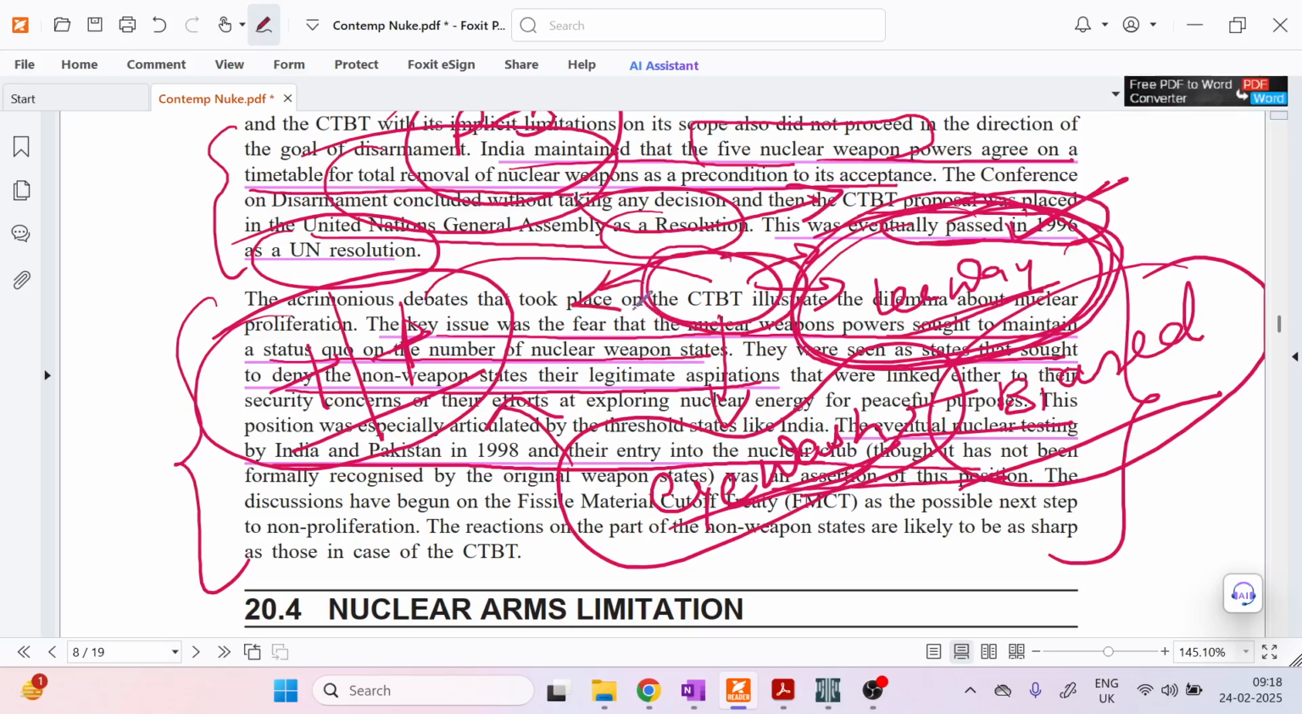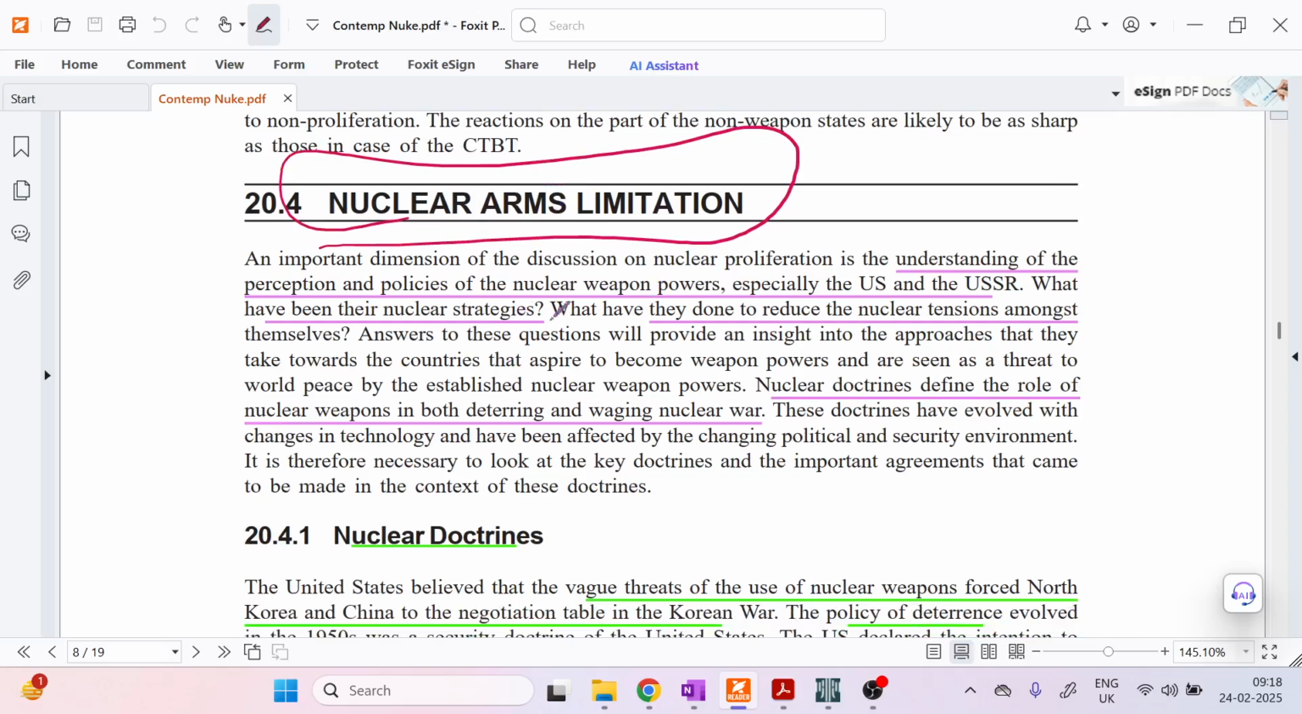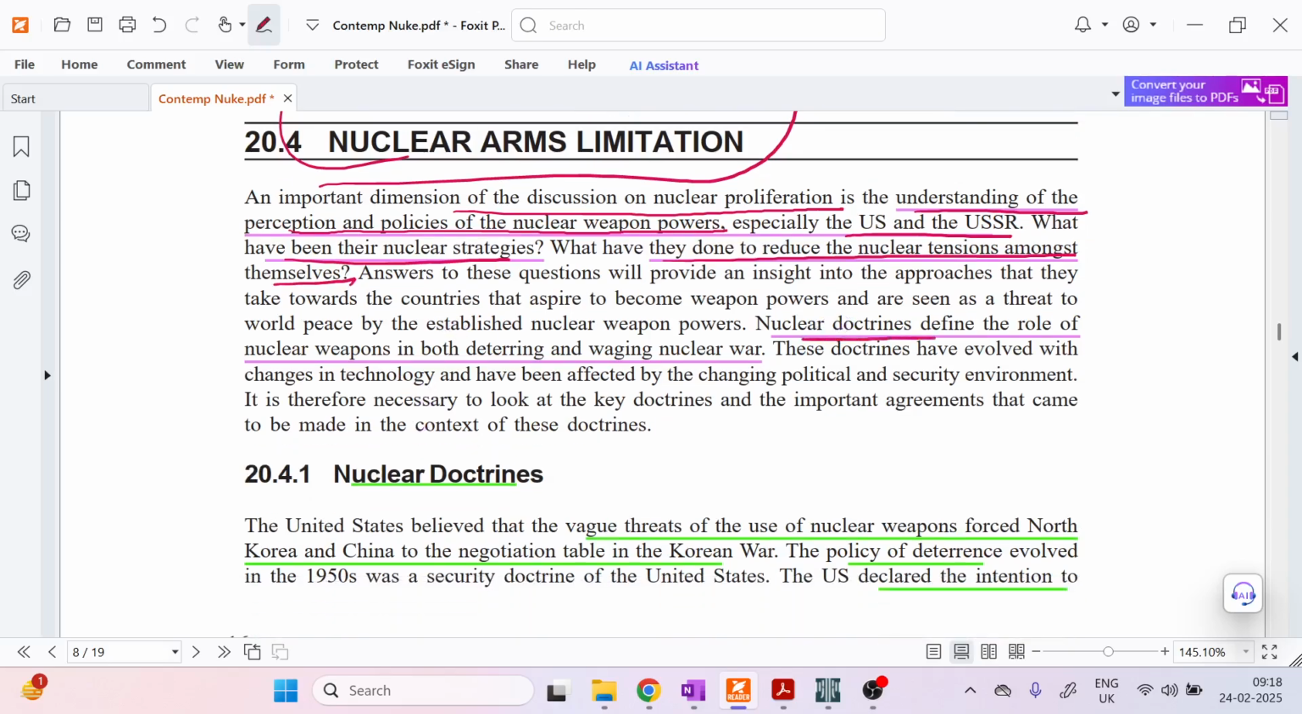Now let's have a look at nuclear arms limitation. An important dimension of the discussion on nuclear proliferation is the understanding of perceptions and policies of nuclear weapons powers, especially the US and the USSR. What have been their strategies? What have they done to reduce the nuclear tension among themselves? And nuclear doctrines define the role of nuclear weapons in both deterring and waging nuclear war. So this is about nuclear arms limitation.